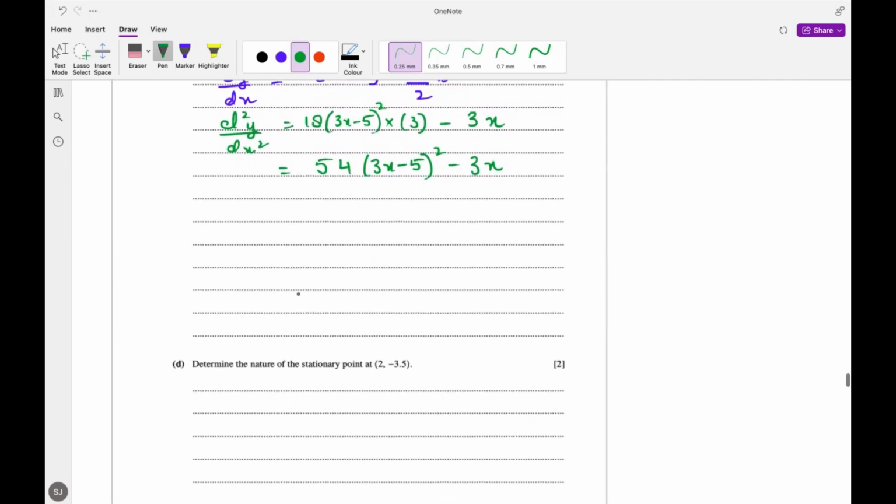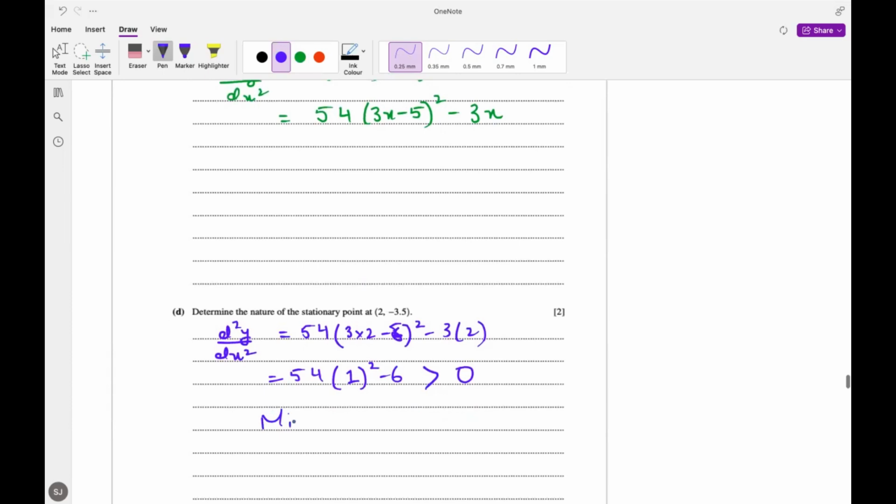In part D, we have to determine the nature of the stationary point at 2, minus 3.5. So for the nature, we'll substitute the value of x equals to 2 into d square y upon dx squared. If it is positive, it is a minimum point, and if it is negative, it will be a maximum point. So we'll write it as 54 into 3 times 2. So this will become 3 into 2 minus 5 whole squared minus 3 into 2. So this will be 54 into 6 minus 5, which is 1 whole squared minus 6. As this value 54 minus 6 is greater than 0, it means that the nature will be a minimum point.